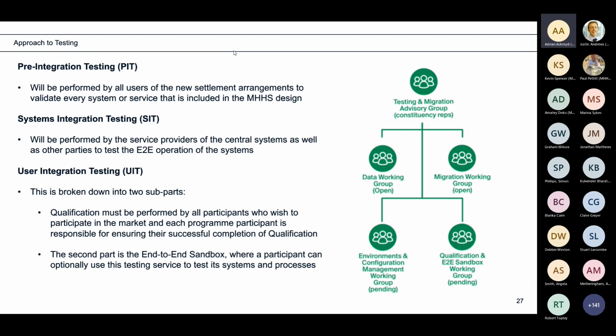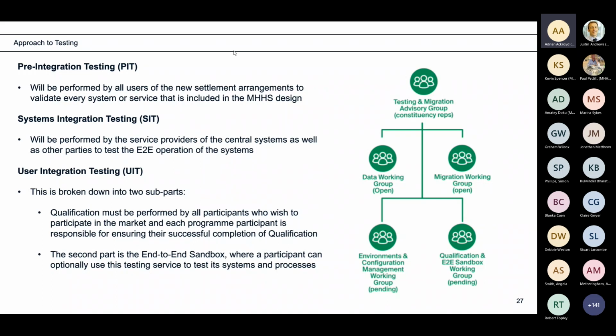I say in the sandbox, it will be under the control of the participants themselves. There will be an element of monitoring across the piece with regards to any defects that arise that are relevant to the central system. So there'll be, as I say, an element of monitoring over that phase. So as I say, that's the three phases or activities that we see to support those phases of testing.